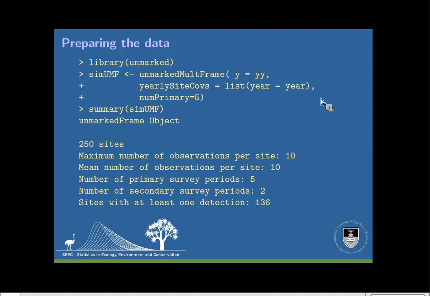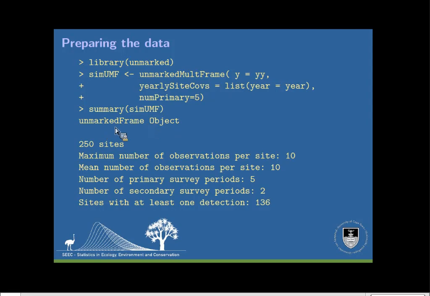But if we had survey-specific covariates, those are called observation covariates in unmarked, and you could also have site covariates. David is going to show you an example where he's using all these different types of covariates. Then we also need to tell unmarked how many primary occasions we have, so that's how many seasons.